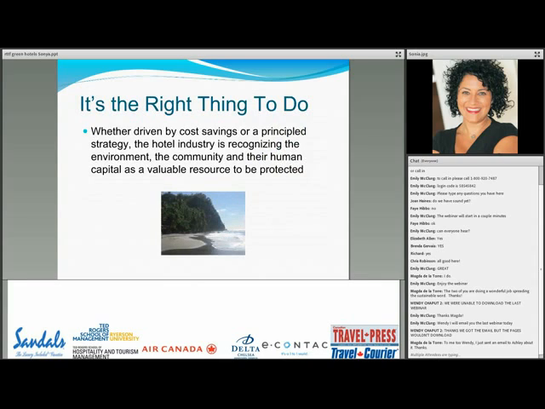good business. This idea, as I said, that it's the right thing to do, is something that I think businesses all over, but if we look at the hotel industry, are recognizing: the environment, the community, and their human capital as a valuable resource to be protected. And so when you look at corporate social responsibility in the hotel industry, there have been several cases, especially among the bigger chains, but also in the smaller facilities, to collectively come together and improve the natural environment and the social environment within the destinations that they work.